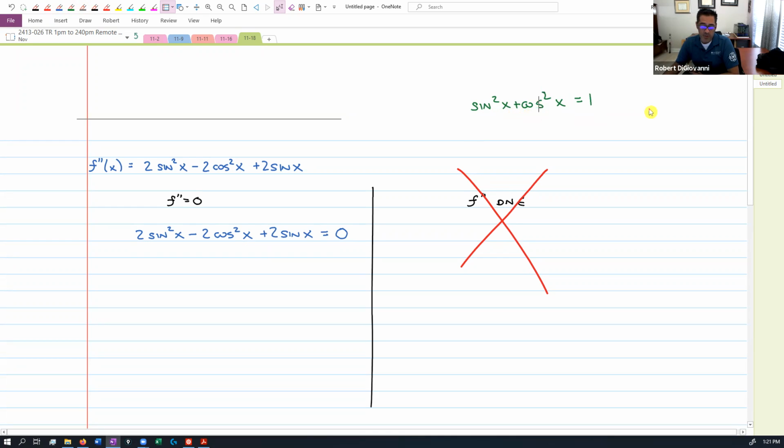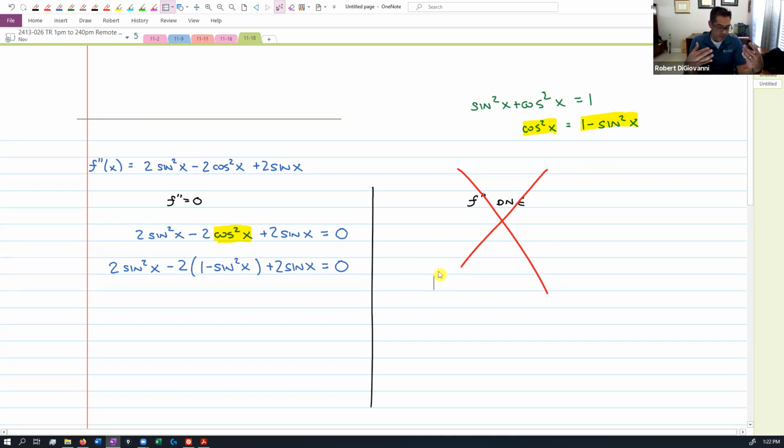Sine squared x plus cosine squared x equals 1. You would solve it for cosine squared x by subtracting sine squared x on both sides. And then you will replace cosine squared x with this into this equation right here. You're going to replace that in yellow with this. So it'll look like this: 2 sine squared x minus 2 times (1 minus sine squared x) plus 2 sine x equals 0.